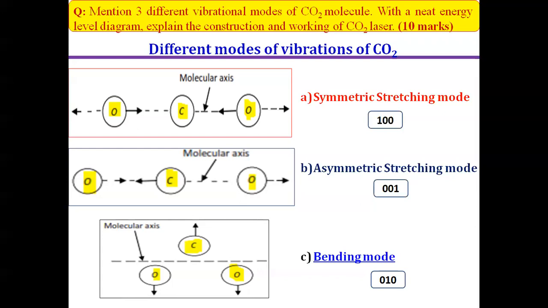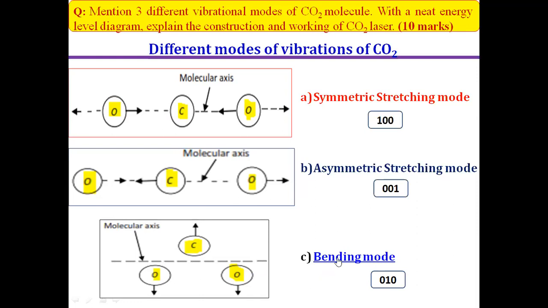And there is one more type of vibration possible in carbon dioxide molecule, that is known as bending mode. In the bending mode, the entire molecule bends. Carbon atom will move upwards, then oxygen will move downwards. In the next moment, carbon will move downwards, oxygen will move upwards. This is known as bending mode, represented by 0, 1, 0.